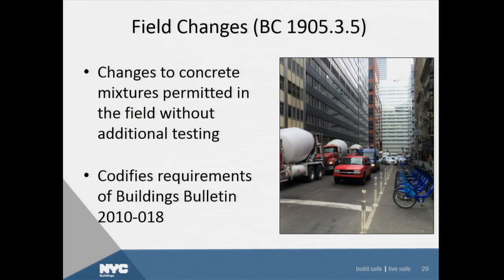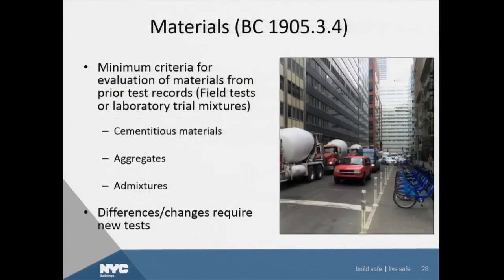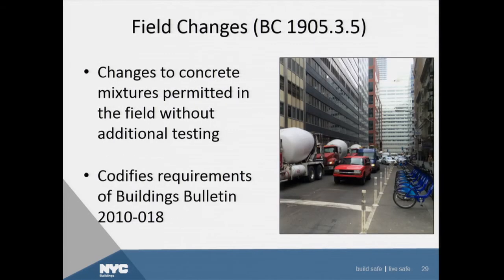So some changes can be performed as it says, where some material substitutions or changes can be made, modifications can be made to the quantities without the requirement of new tests. Others will require additional testing. Our code now talks about field changes directly in the code rather than, I think it's Buildings Bulletin 2010 number 18. We folded those requirements directly into the code so that the general complaint that we hear at the department is that the testing lab or special inspection agency at the job site is not aware that you can make some of these field changes which are in this memo. Now it's right there in the code for everyone to see.